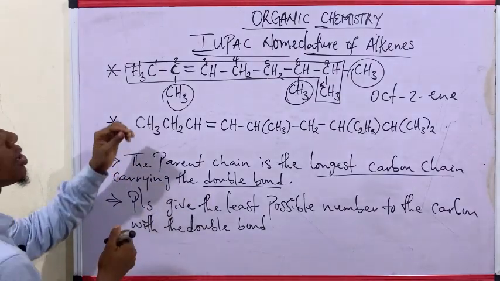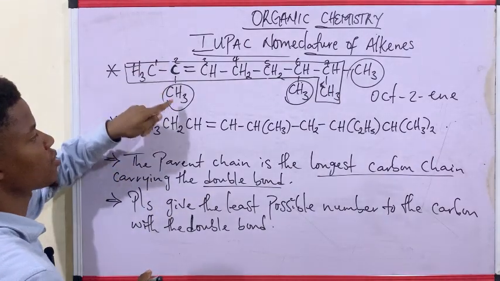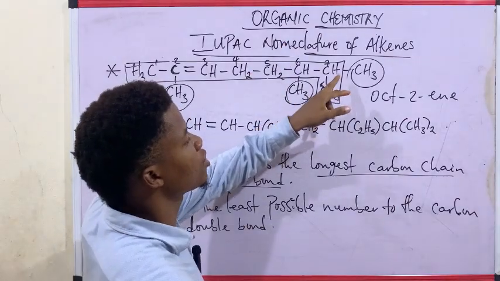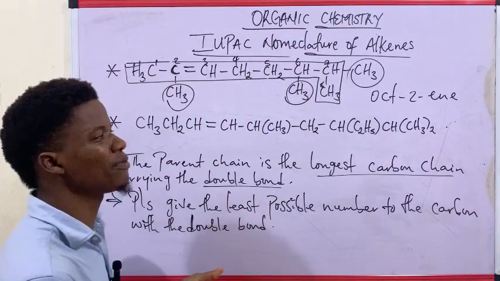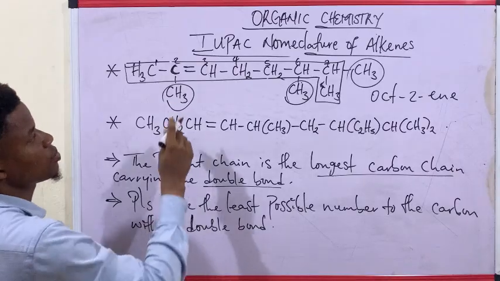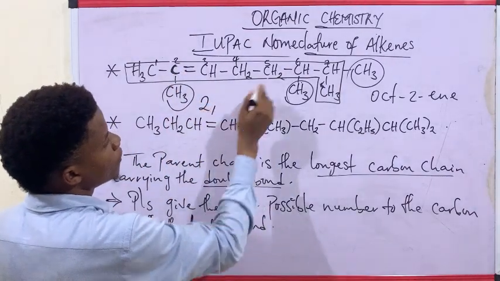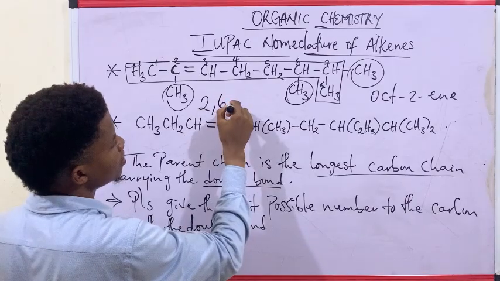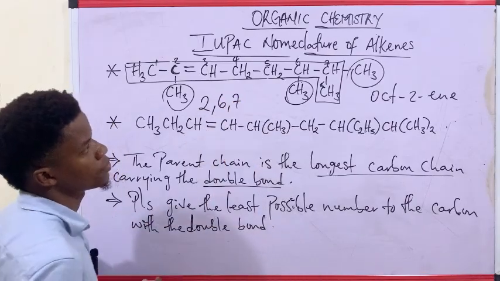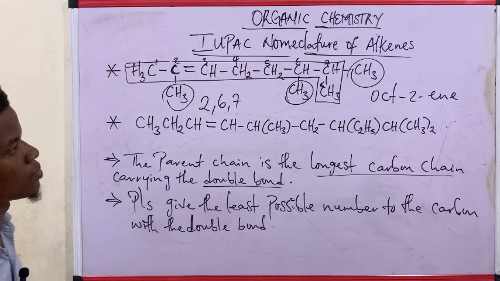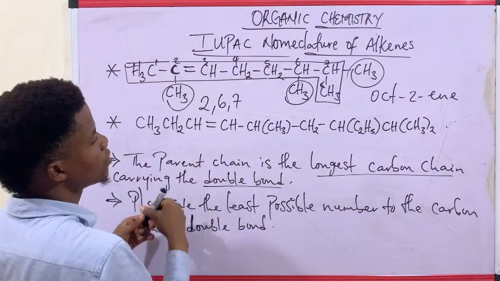So from our numbering system, we discover that the first substituent is on carbon 2, the second substituent is on carbon 6, and the third substituent is on carbon 7. So hence, our substituent locants are now 2, 6, 7. Are you getting it? 2, 6, 7.